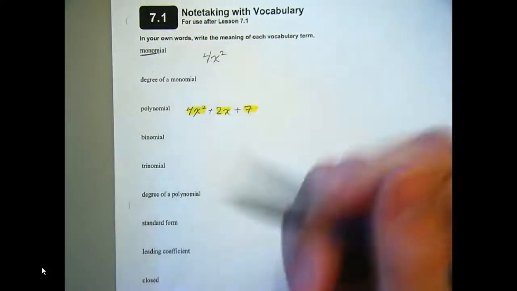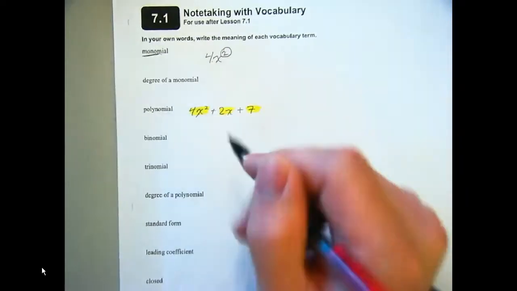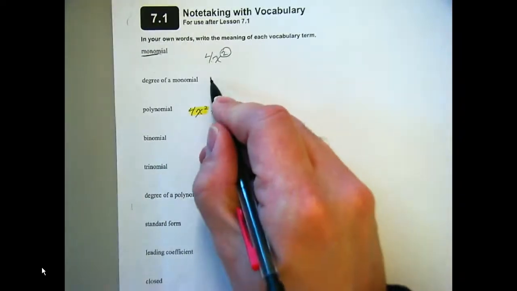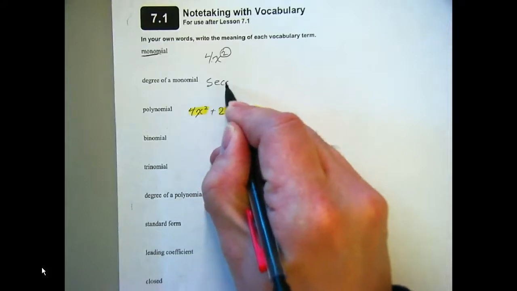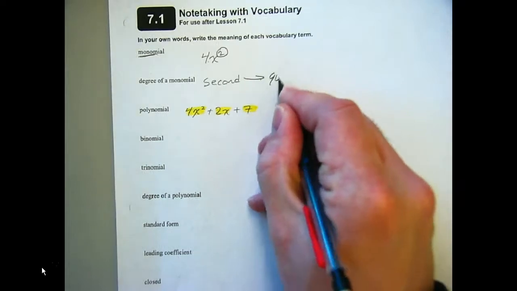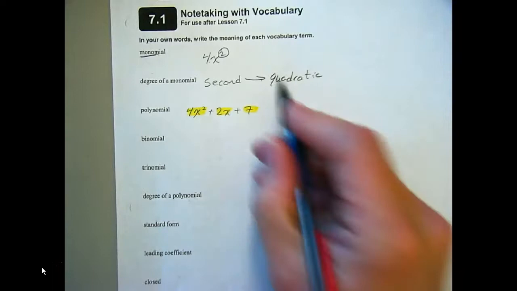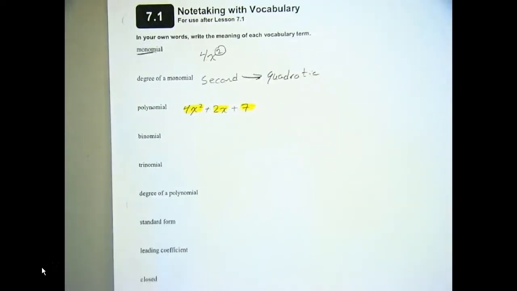Okay? The degree of the monomial. Degree is the highest power that it's raised to. So this is a second degree. And we have a special name for a second degree. We call it a? Square root. Almost. Quadratic. Okay? So we'll go through these in a different setting here in a minute.